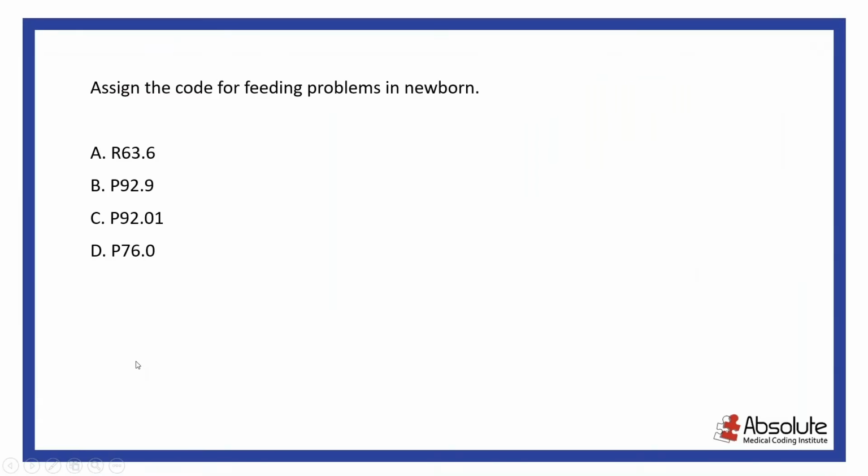So let's move on to the next one. Your options are option A, R63.6; option B, P92.9; option C, P92.01; option D, P76.0. Assign the codes for feeding problems in a newborn. And coders, your time begins now.